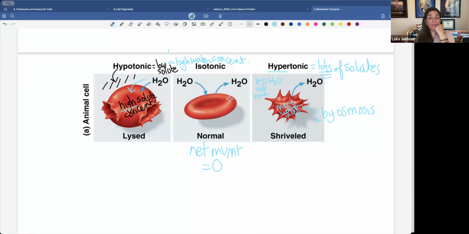So the environment of red blood cells is really important because it's going to determine if the red blood cell is keeping its natural shape, or if it starts swelling, or if it starts shrinking, and those two other scenarios are definitely not good. Okay.